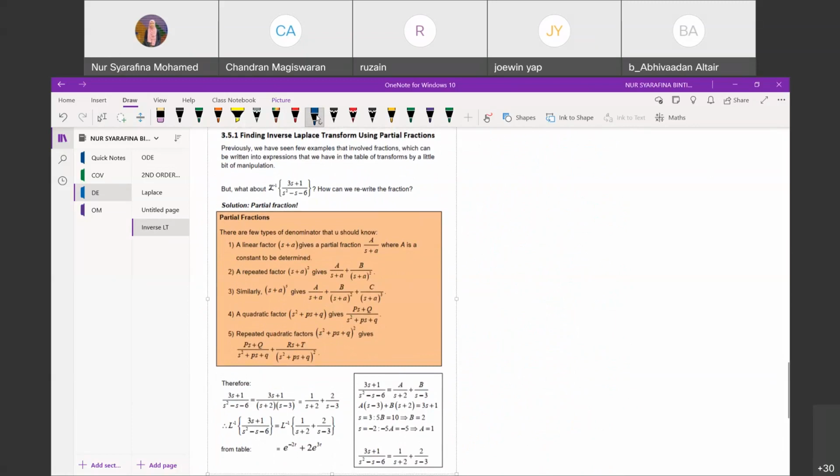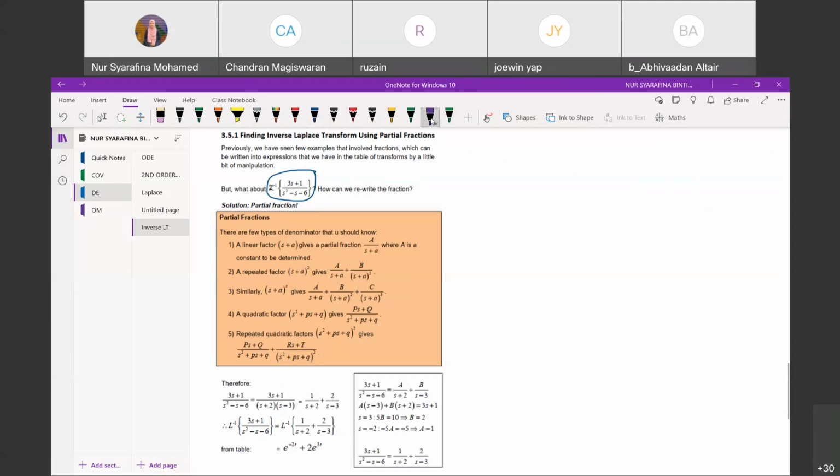Just like this example, as you can see, 3s plus 1 over s squared minus s minus 6. There is no function in the table of transformation and also the properties that can map to this function. So you know that this is a quadratic function and this is a linear function. We have to simplify this by using a partial fraction. And I believe all of you have learned about the partial fraction, where there are a few types of partial fraction that you need to know here.